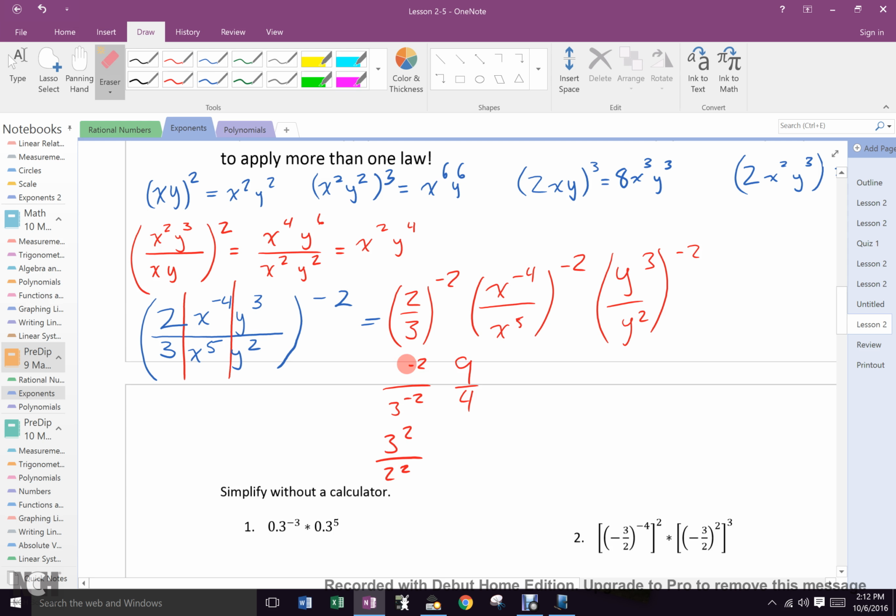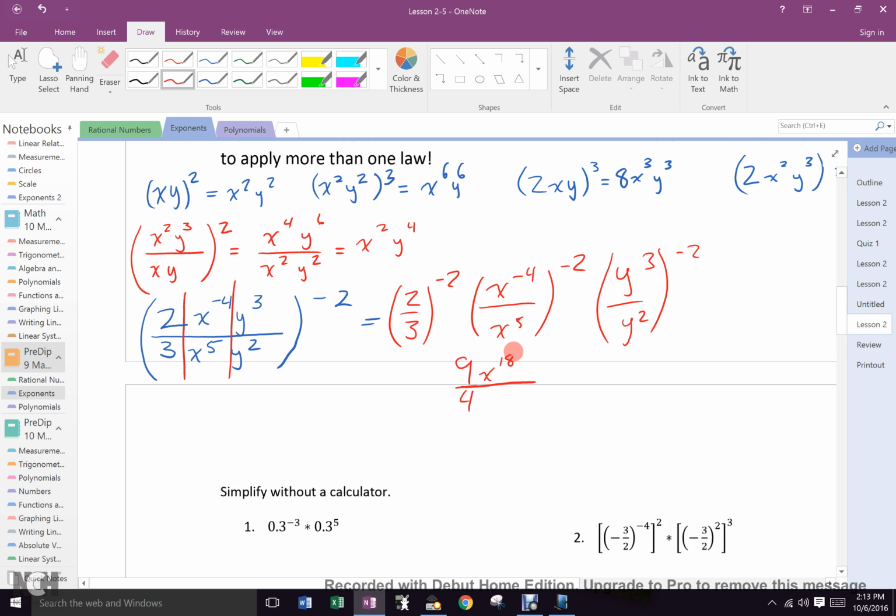Do I have a choice? Can I do the brackets first? Yes, I can. What's negative 4 minus 5? Negative 9. So this is x to the negative 9 to what power? Negative 2. What's negative 2 times negative 9? Positive 18. Where do positives go, numerator or denominator? Numerator. So I have x to the positive 18.